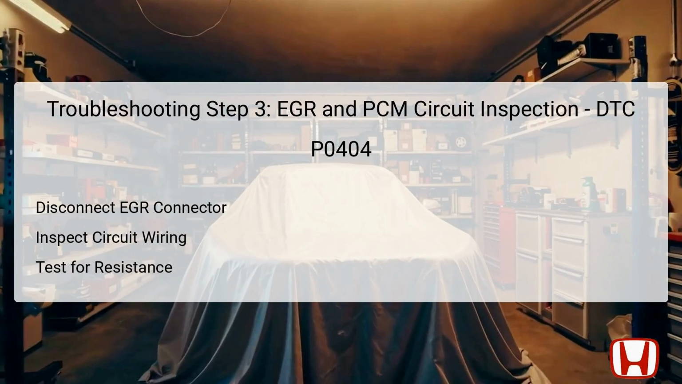Utilizing a multimeter, check the resistance across the EGR valve circuit according to the specifications outlined for normal conditions, ensuring there are no shorts or opens in the wire. This inspection is crucial, as any issues found in the wiring may directly impair communication between the EGR valve and the PCM, resulting in the P0404 code being set.